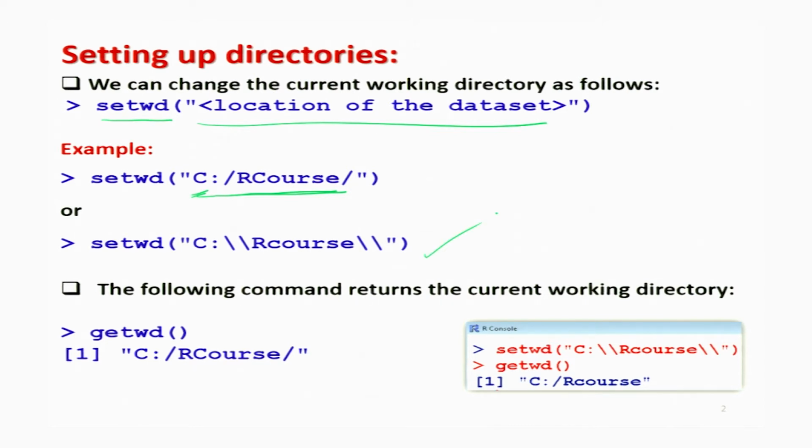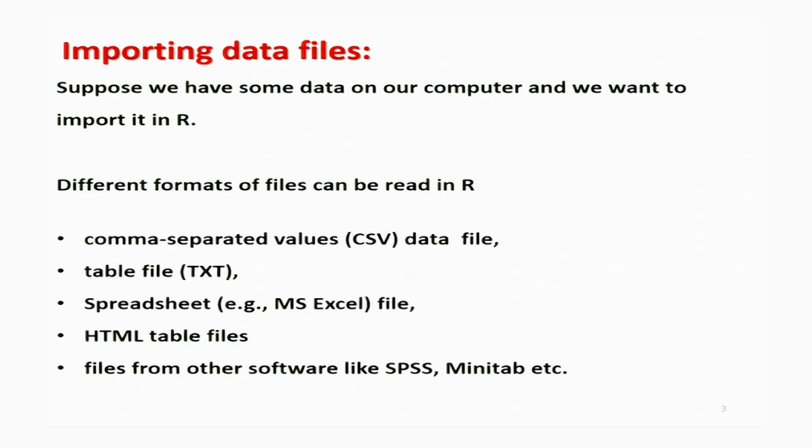And if you really want to know your current working directory, we have already learned the command getwd, that is get working directory, by which you will come to know. My request is that you also create a working directory anywhere you want. I have created it on the C drive. Similarly, you can create it on any drive, so that you can keep all the files and their results in the same folder. I will be using this folder in this course, right? So now our job is that suppose we have some data on our computer and we want to import it into the R software.